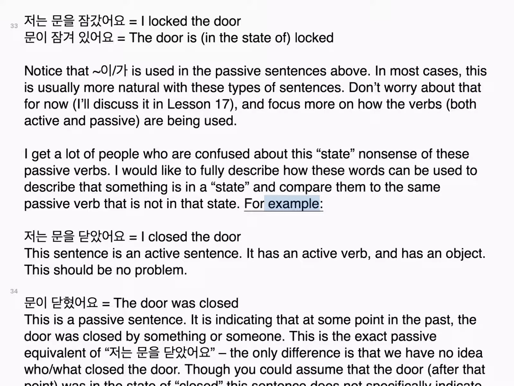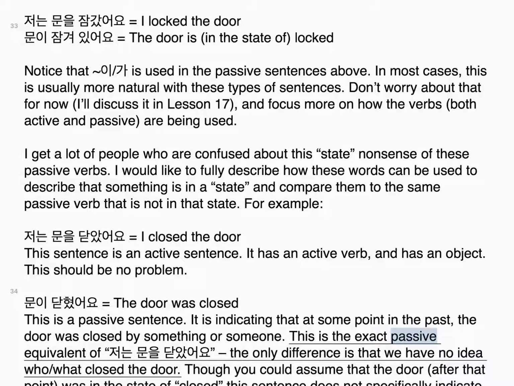For example, 저는 문을 닫았어요. I closed the door. This sentence is an active sentence. It has an active verb, and has an object. This should be no problem. 문이 닫혔어요. The door was closed. This is a passive sentence. It is indicating that at some point in the past, the door was closed by something or someone.